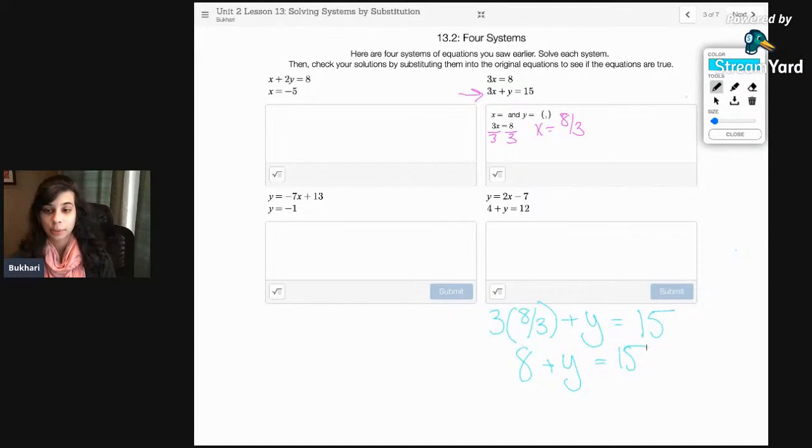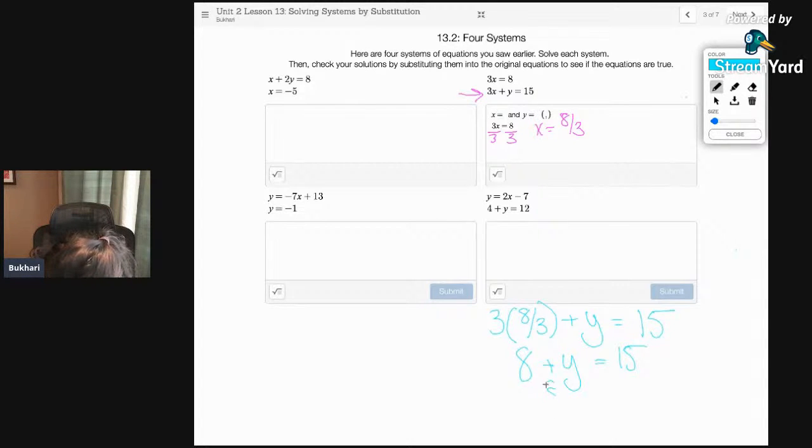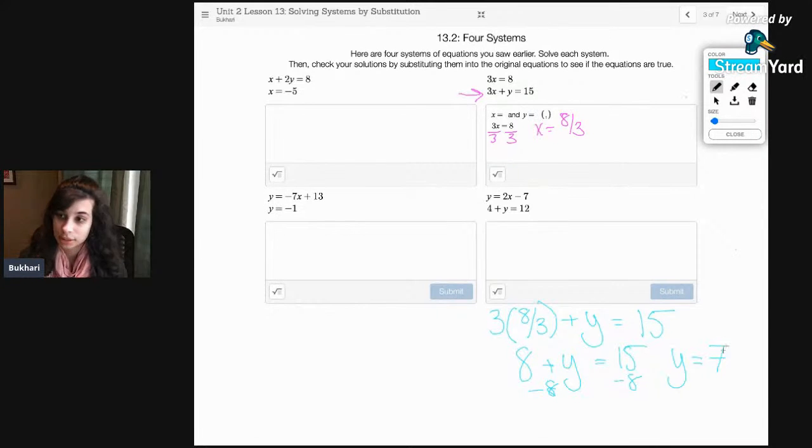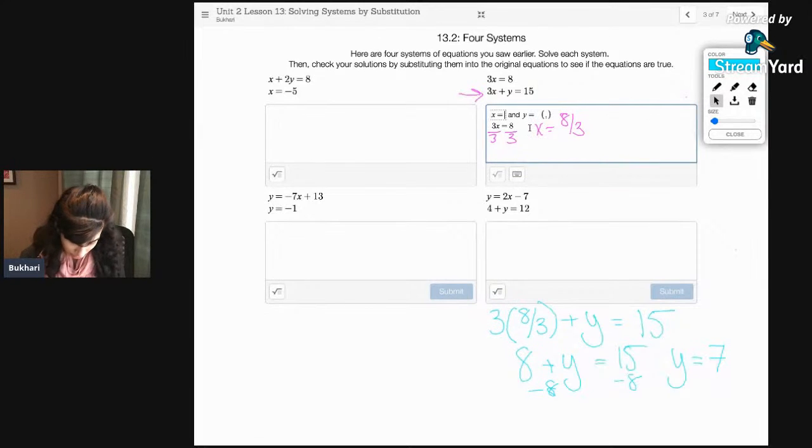I want to isolate y. To do that, I need to subtract 8 on both sides because I see addition, so I need to do the opposite operation of subtraction. Subtract 8 on both sides, and that gives me y equals 7. And so my solution to my system of equations is x equals 8 over 3 and y equals 7.